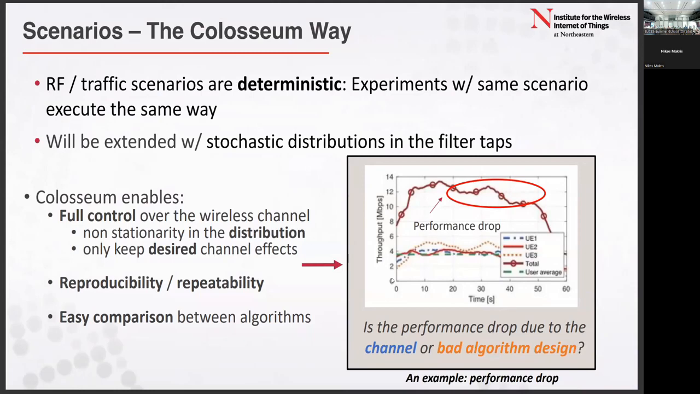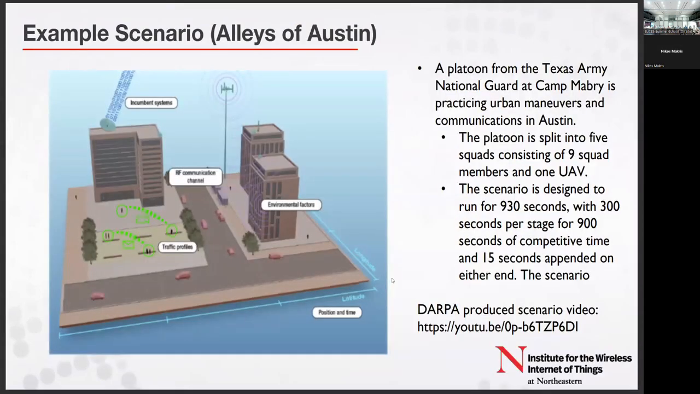And then we have the ability to have stochastic distributions in the filter taps. And this is a kind of notional picture of how the performance drop is going to happen if you are trying to have some kind of a varied distribution, or you're trying to keep only certain desired channel effects. So the idea here, again, the operative term is it's an easy comparison between algorithms. And this is a very, very powerful tool that's been leveraged by a whole host of US universities and international partners. This is, again, just a cartoon picture of what a scenario looks like.